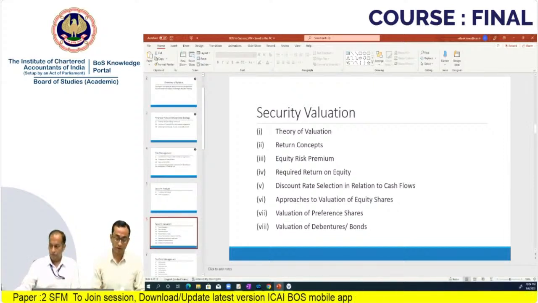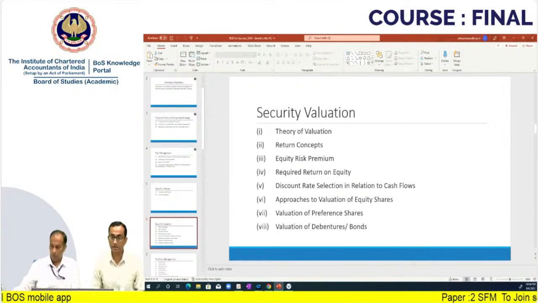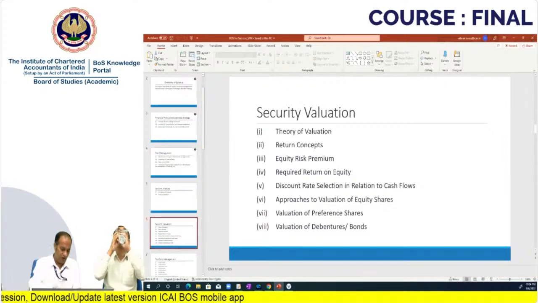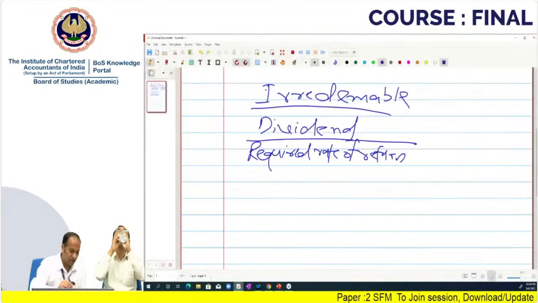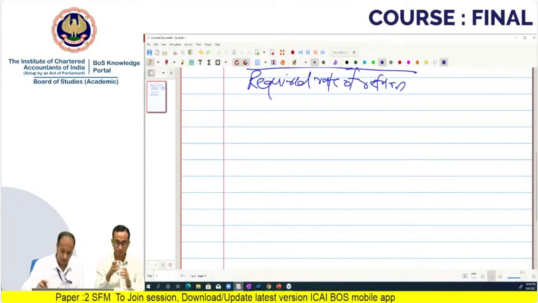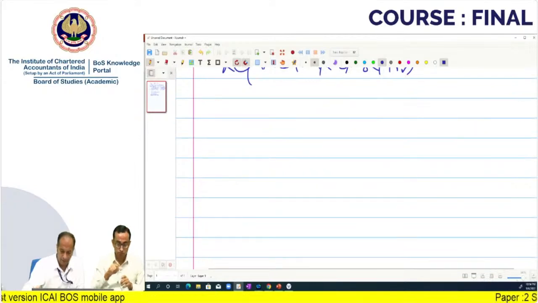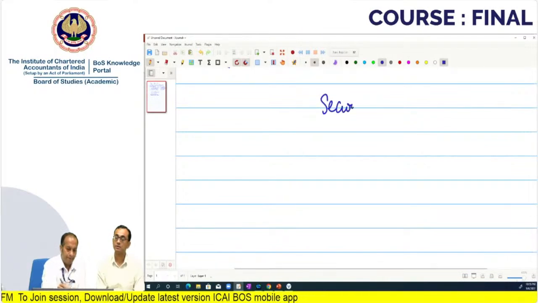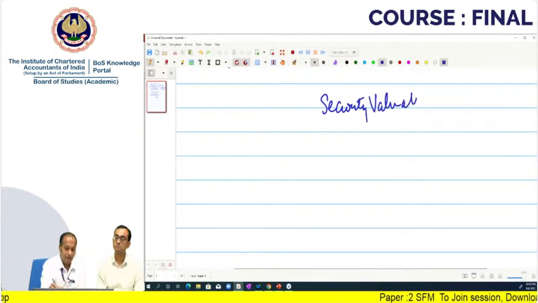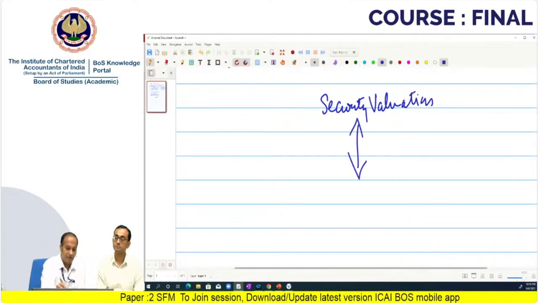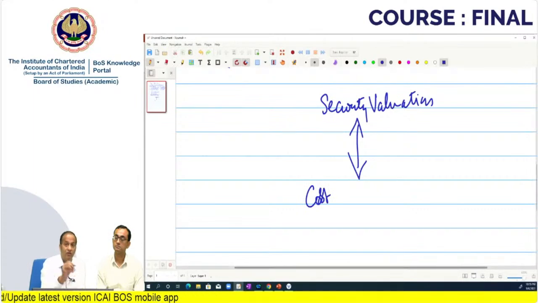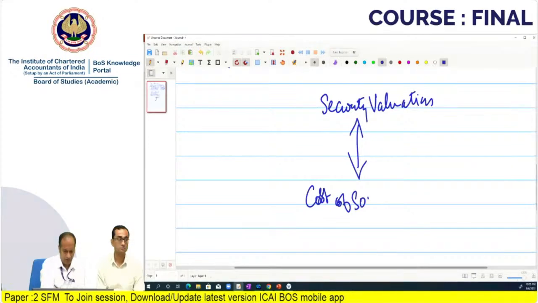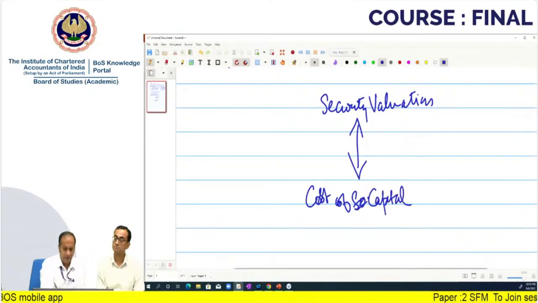So now, in case of valuation of debentures and bonds, I will hand it over to Ashish sir. Thanks a lot, Vivek. Now, students, just before I proceed further, I would like to discuss one thing with you. Students, the security valuation topic is basically the reverse side of one of the topics that you have studied at your intermediate level, that is cost of sources of finance, or cost of capital, if you remember this topic.